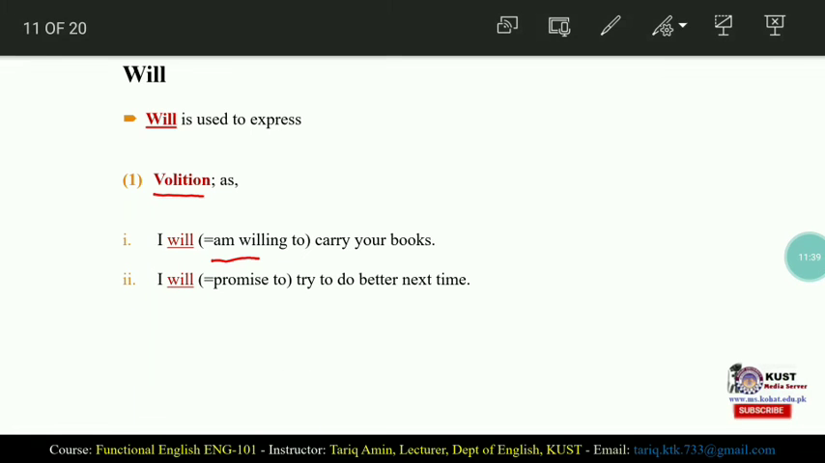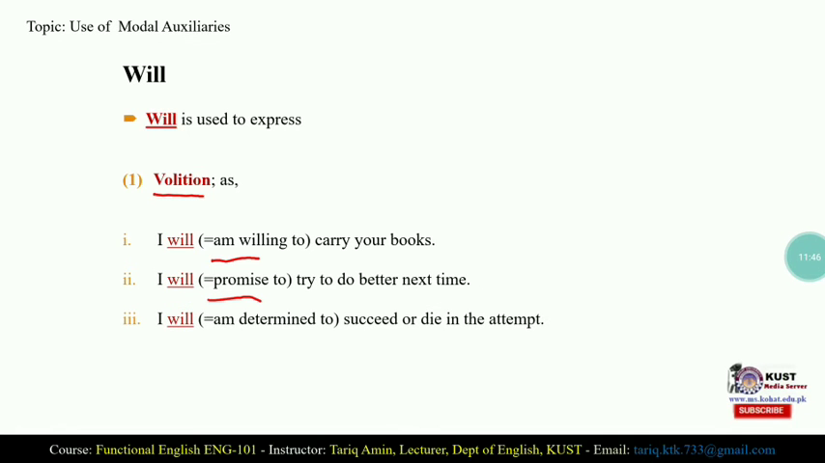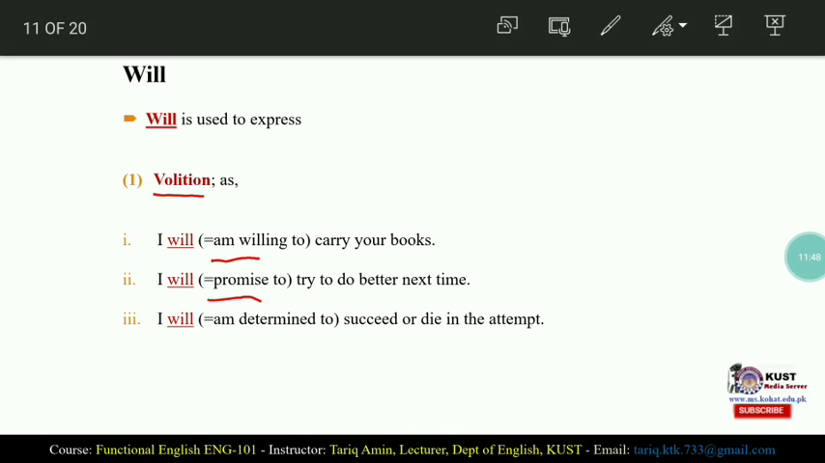And I will try to do better next time. I promise to do better next time. I'm willing. Okay, I will succeed or die in this attempt. It means I am determined to succeed or die in this attempt. So in all these examples, will is used to express volition.